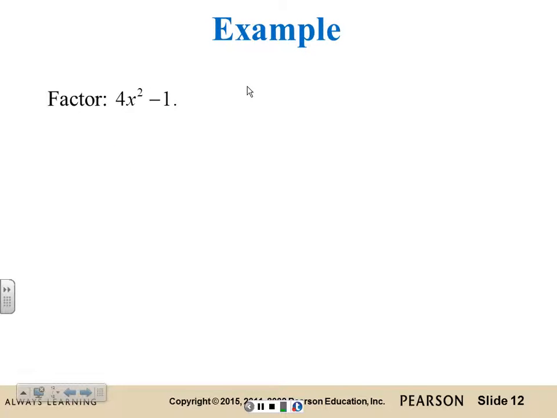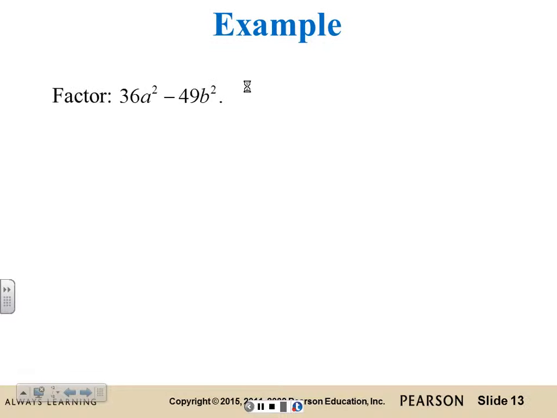Alright, let's try this one. So I have a binomial, there's nothing in common, there's a minus sign in between. I can take the square root of 4x squared, and I can also take the square root of 1. Square root of 4x squared is going to be 2x, plus and minus, square root of 1 is 1.